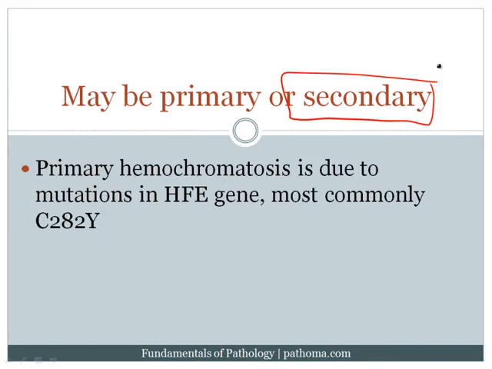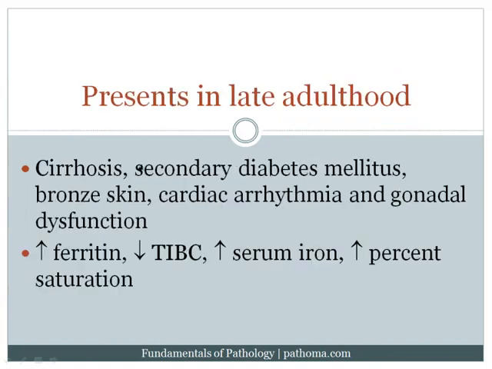Eventually, all of that iron will build up in the tissues, causing hemosiderosis, and eventually the organs will get damaged, resulting in hemochromatosis. This disorder usually presents in late adulthood because it takes time for the iron to build up and damage the tissues, and the classic triad is cirrhosis, secondary diabetes, and bronze skin.